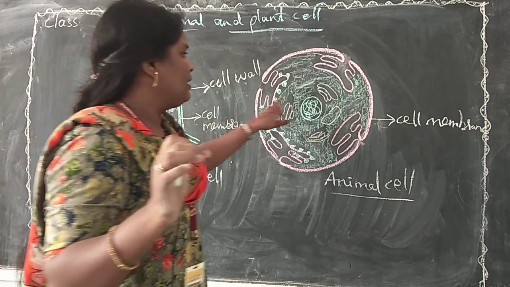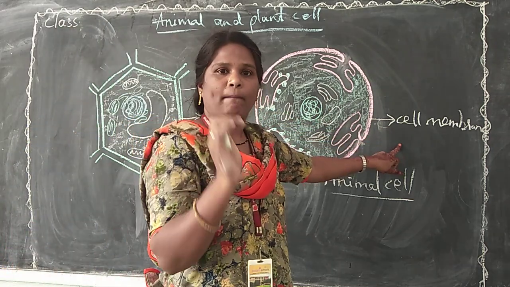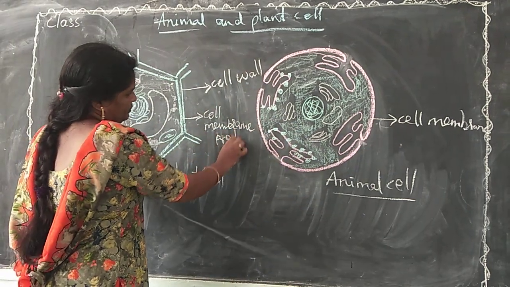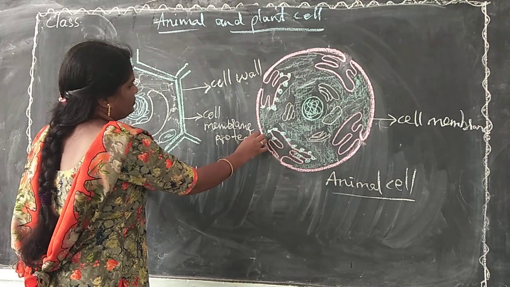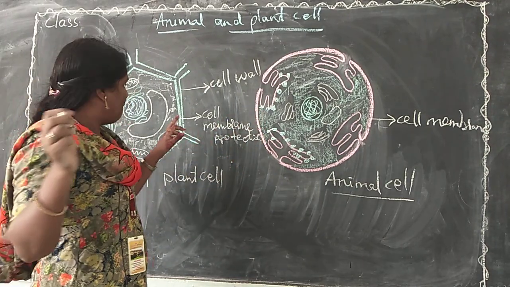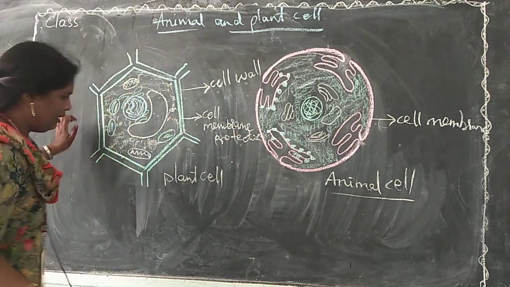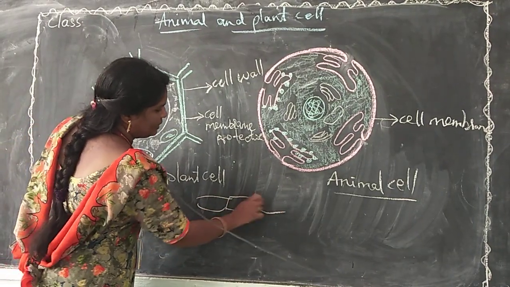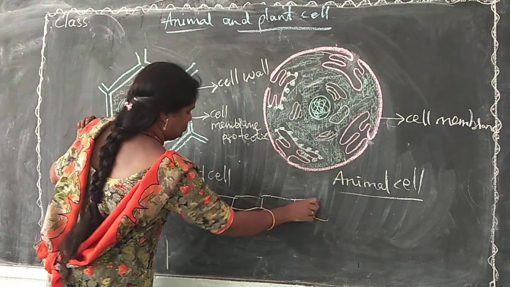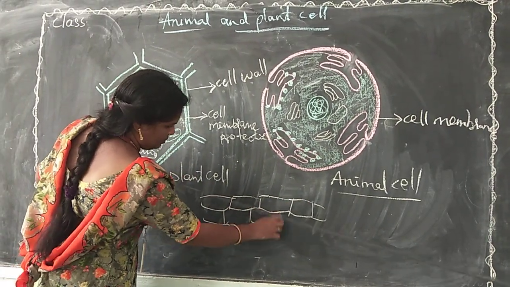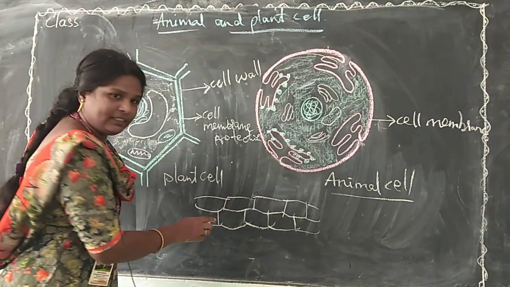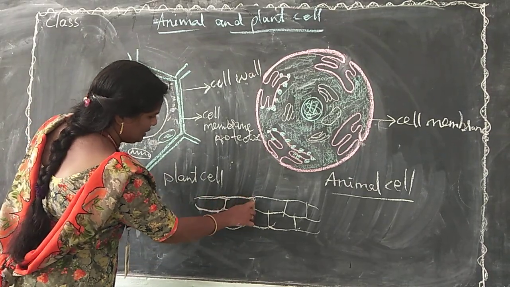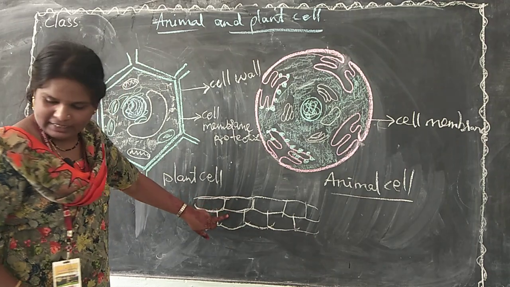Not only protection, this membrane helps. If you observe an onion cell, so many cells join together and form a tissue. The cells are attached to each other, and this is the cell wall. Here also, cell wall. These are the cell walls. These cell walls protect the cell.